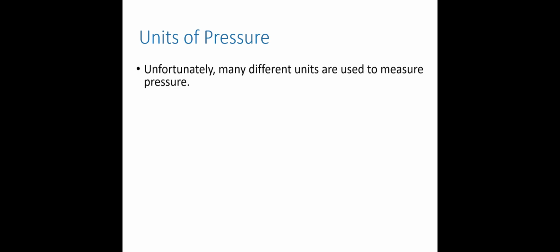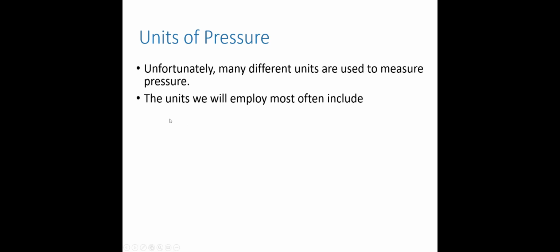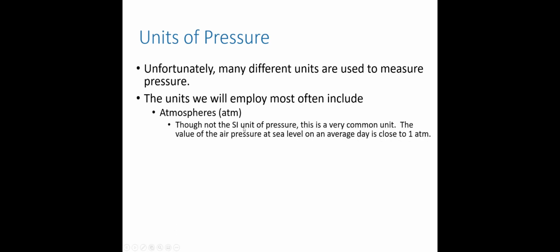One of the problems with pressure is that it has many, many units. Probably more than any of the other types of things that we want to measure. And we're going to limit ourselves mostly to 3 different units. In chemistry, we really like to use the atmosphere. It is not the SI unit of pressure, though. It is, however, very common, and it's going to be the easiest unit to deal with because what we will find here is that the air pressure on an average day is close to 1 atmosphere, keeping the numbers nice and simple.